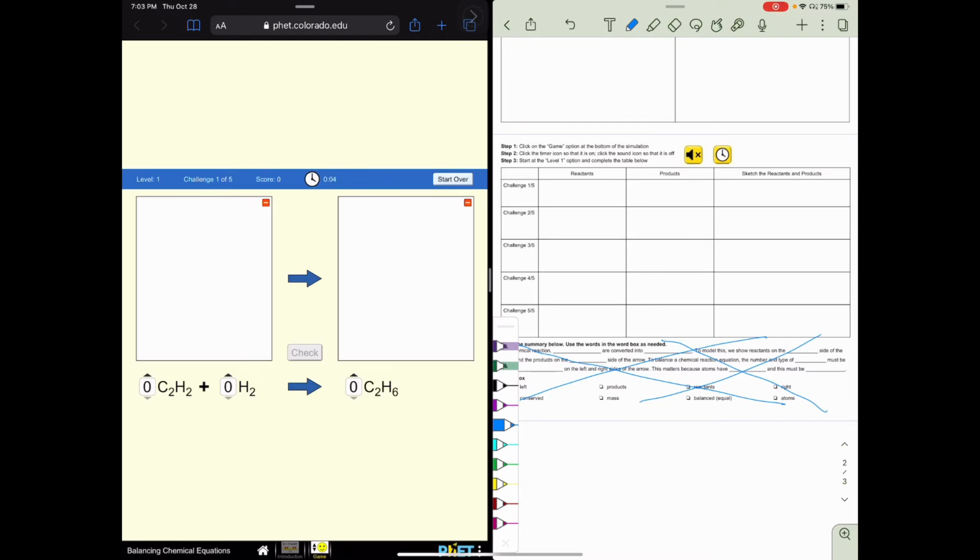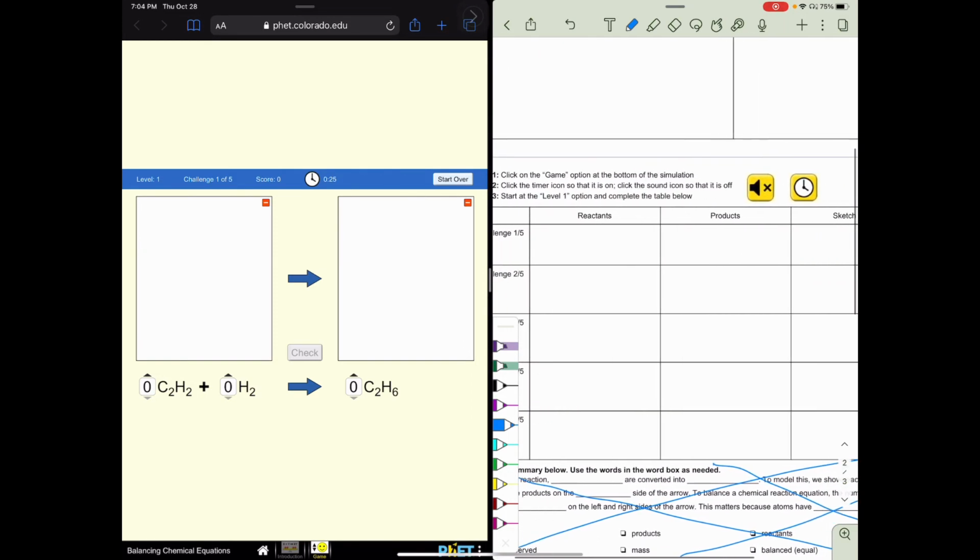I'm not really worried about what your time is, but I want it there so that it gives you a little bit of urgency, so that it makes it more of a challenge. Okay, and always try and get the best time that you can. So your reactants, let's see what we have here.